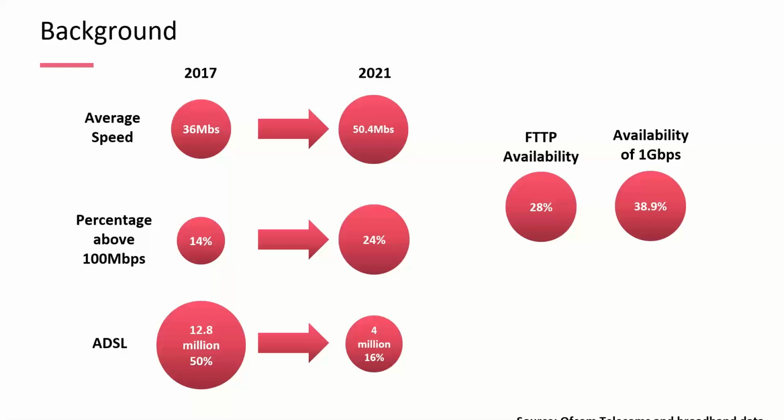The government target is 85% of properties to have FTTP, but actually no, 85% of properties to have 1 gig capability by 2025, and that's looking like it could be met, primarily I think from the cable side of things, but the FTTP is rolling out.